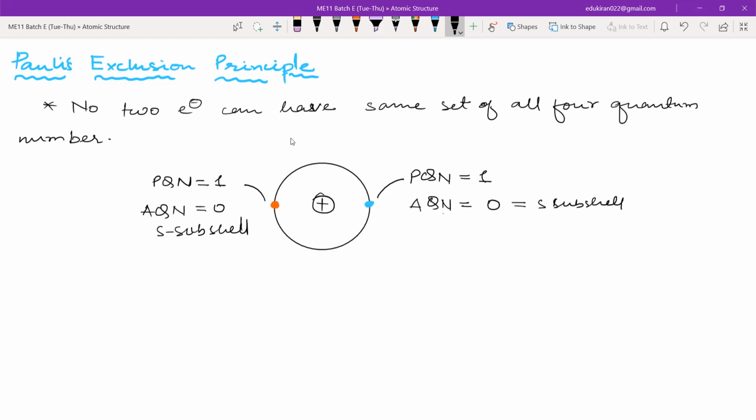Does anyone have any problem till now? Shoaib, Abdul Wahid, any doubts till now regarding these 2 electrons? The quantum numbers? No. Okay.